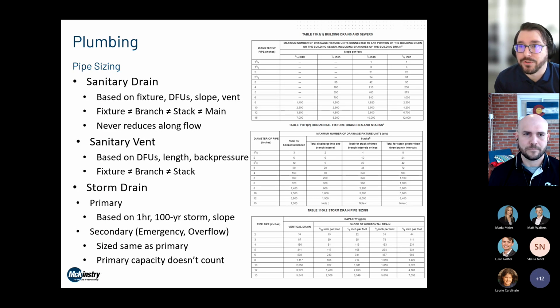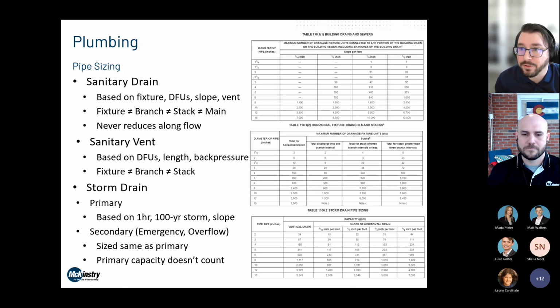Storm drains are a little more straightforward. They're based on rainfall. You can find maps and regional information for rainfall, typical design characteristics. This varies a little bit from place to place, but the baseline is usually how much rain is going to fall in 1 hour in a storm that's only expected to happen once every 100 years.